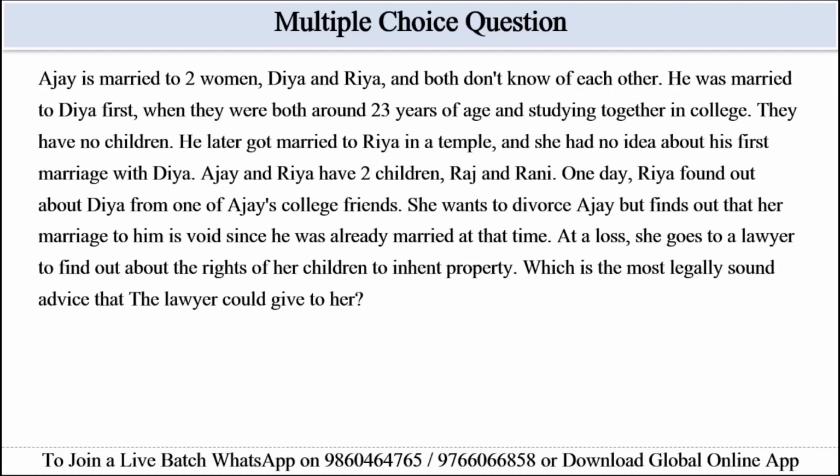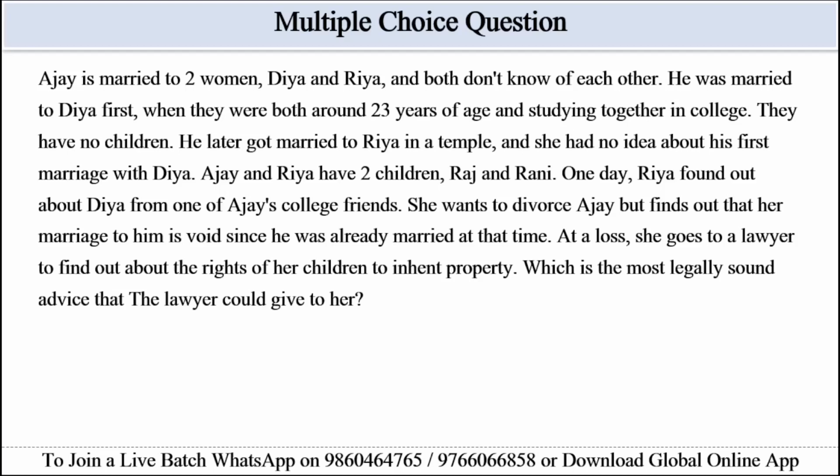Ajay is married to two women, Diya and Riya, and both don't know of each other. He was married to Diya first when they were both around 23 years of age and studying together in college. They have no children. He later got married to Riya in a temple and she had no idea about his first marriage with Diya.